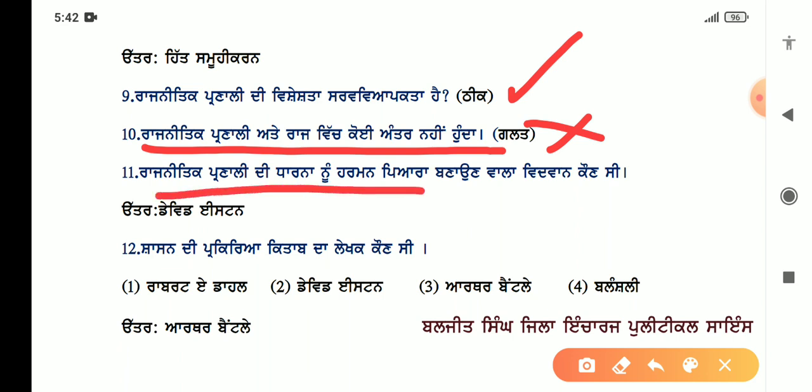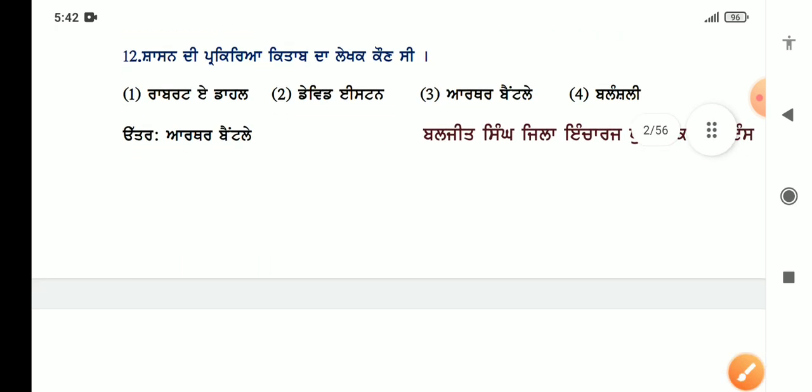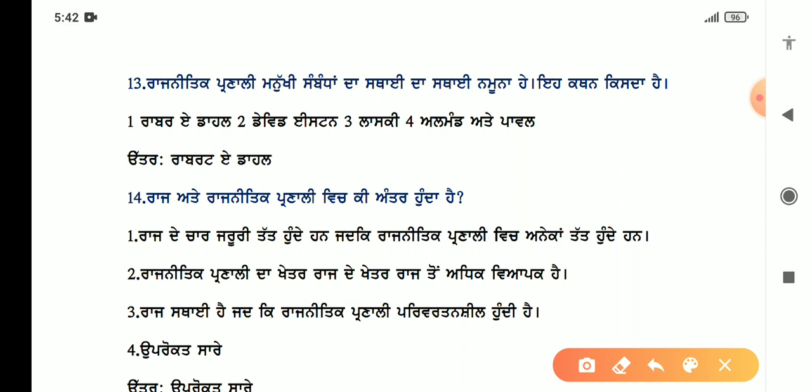Who popularized the concept of political system? David Easton. He wrote a book named Political System in 1953. Who is the writer of the book The Process of Government? Answer is Arthur Bentley. Political system is a persistent pattern of human relationship. Who said this? Robert A. Dahl.